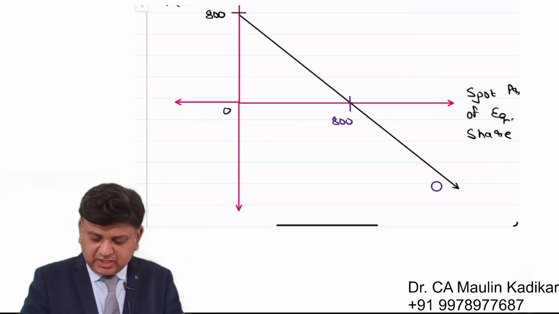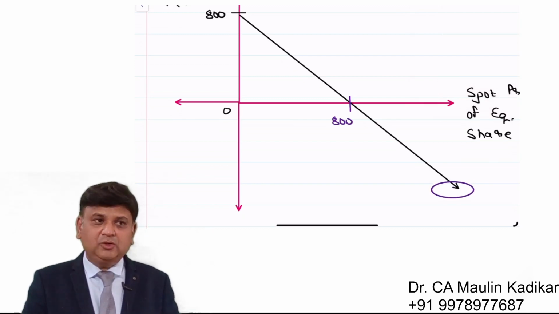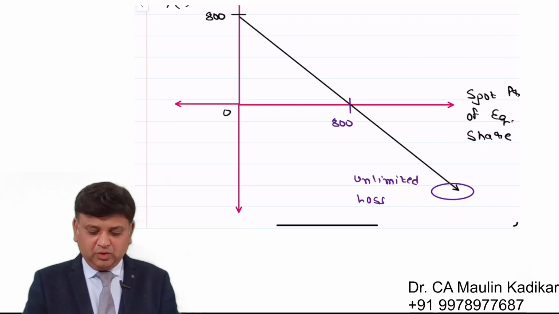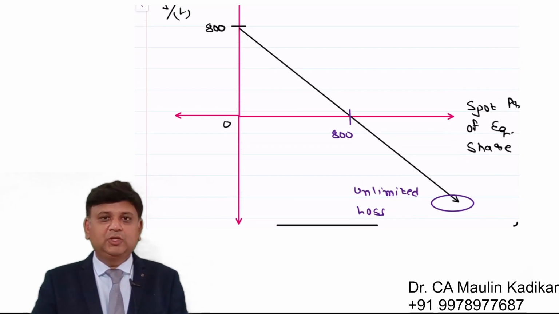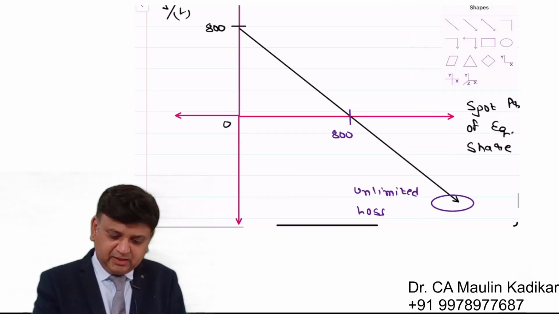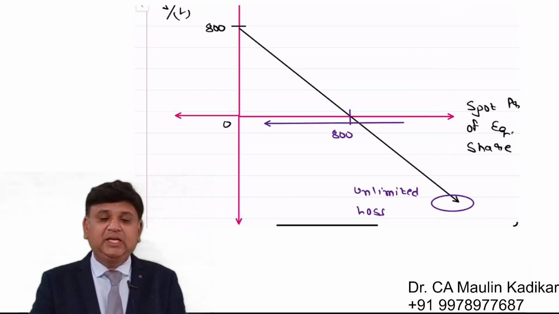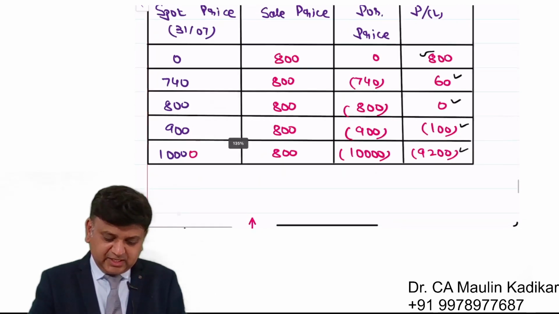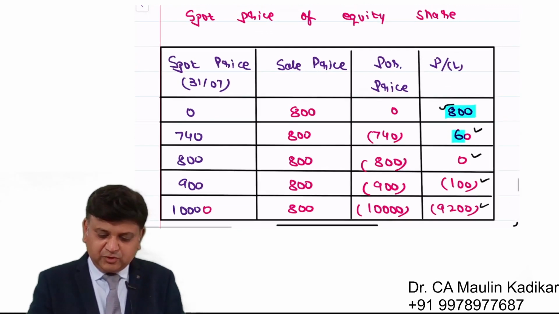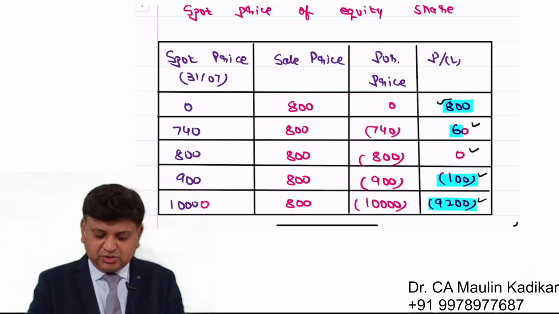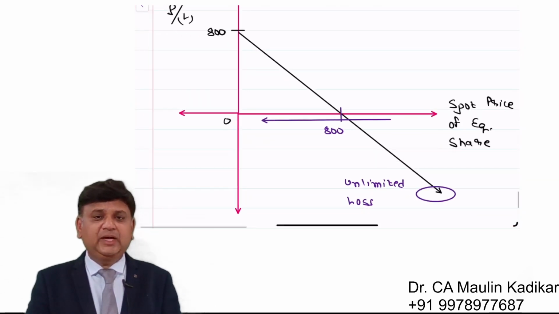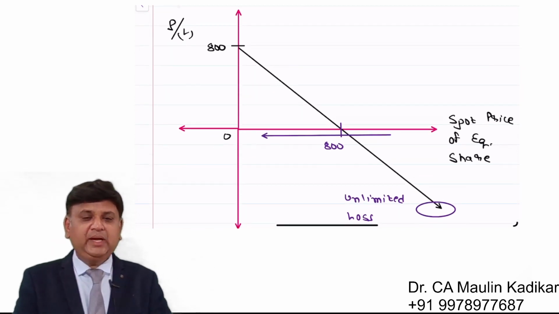I request you to write in the chat box: under what market condition would an investor enter into a forward sale contract? This is unlimited loss. Under what market condition will a trader enter into a forward sale contract? Dear students, when a trader is expecting that the price of the security will fall, at that time the trader enters into the transaction for sale. If his expectation is fulfilled, of course he will make a profit. If his expectation is not fulfilled, he will incur a loss. Considering the news of a company, or the future perspective of any company or industry, if you expect the price will fall, you may enter into the transaction for sale.